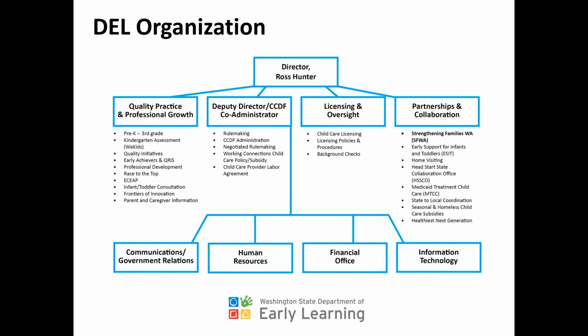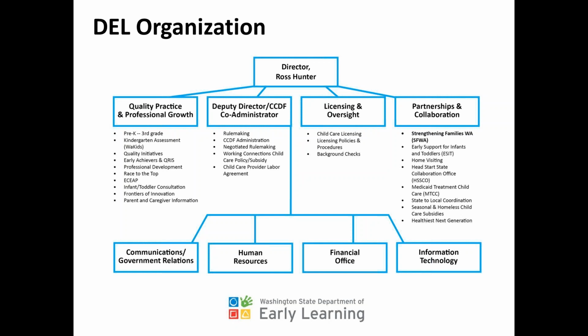Next is where our deputy director and who's also the CCDF co-administrator work is outlined. So this section of work is in charge of rulemaking, working connections, child care policy and subsidy, and negotiated rulemaking. Licensing and oversight includes licensing, background checks, and the alignment work that is currently happening at the Department of Early Learning.